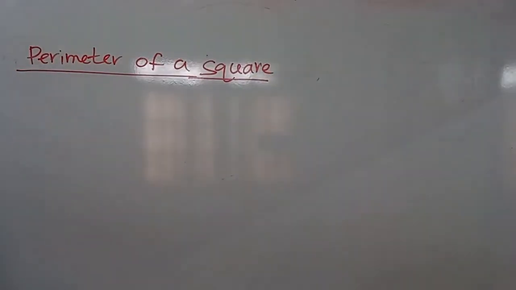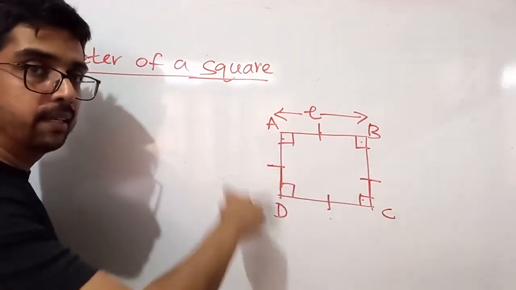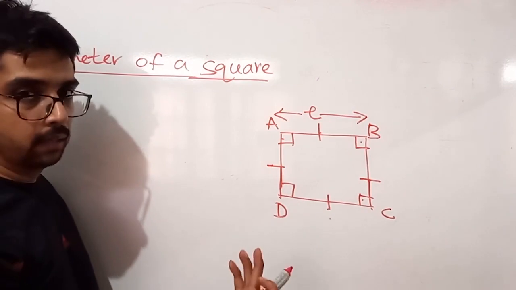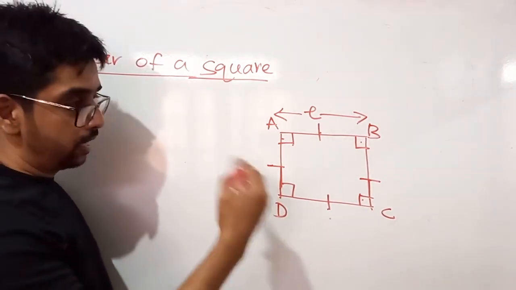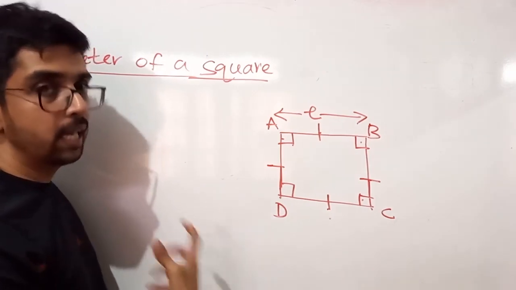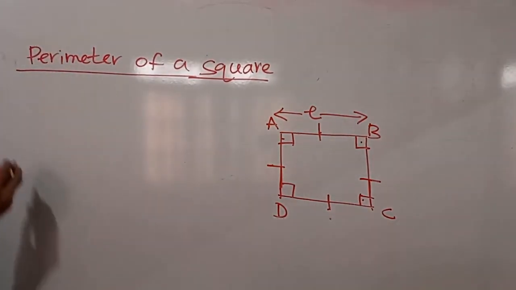Write down perimeter of a square. All of the sides are what? The length of each side is what? L. Why? In a square, there are 4 sides. All 4 sides are what? Equal in length.